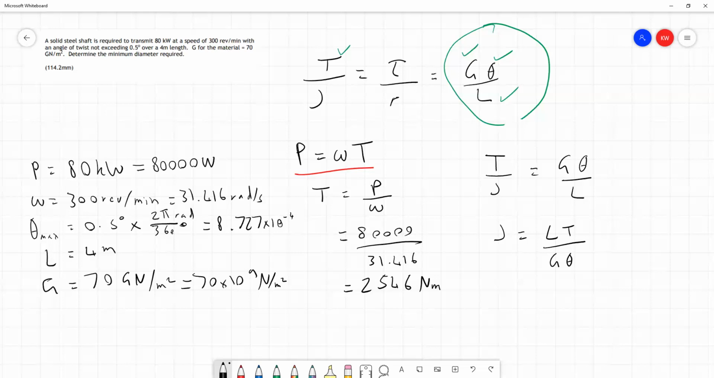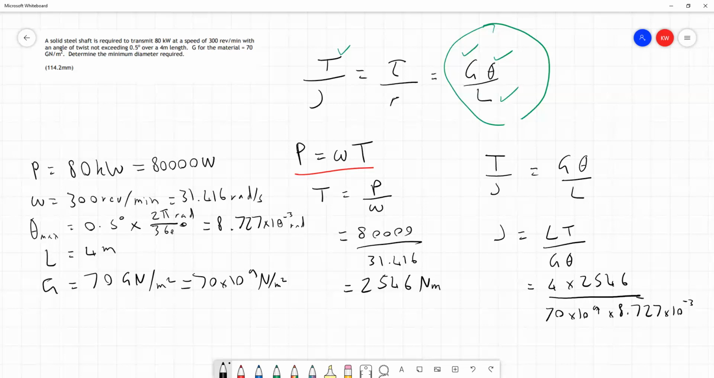Sorry, times 10 to the minus 3 radians. So now we have all 4 values we need to calculate J, our polar second moment of area, in the correct unit. So let's put them in. So we've got L, which is 4, our torque, which is 2546, divided by G, which is 70 times 10 to the 9, times theta, which is 8.727 times 10 to the minus 3.